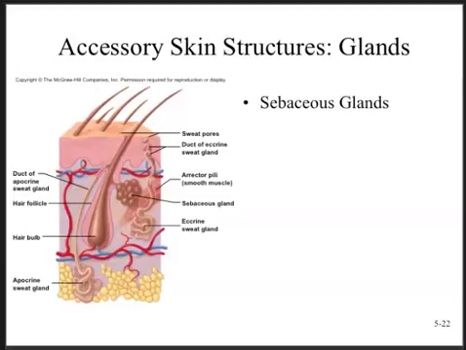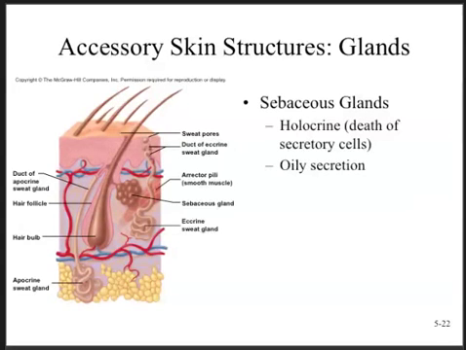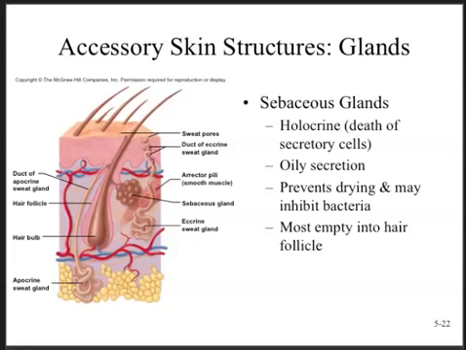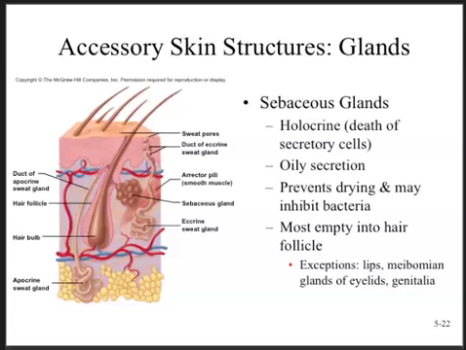Sebaceous glands are an example of an exocrine gland. They are holocrine, meaning that the death of secretory cells produces the actual product. This oily secretion is known as sebum, and it prevents drying and it also inhibits bacterial growth. Most of the sebum is going to empty into the hair follicle where it provides lubrication. Exceptions are in areas that are hairless, which include the lips, the meibomian glands of the eyelids, and the genitalia, as well as the skin that we find on the palms of the hands and the soles of the feet.